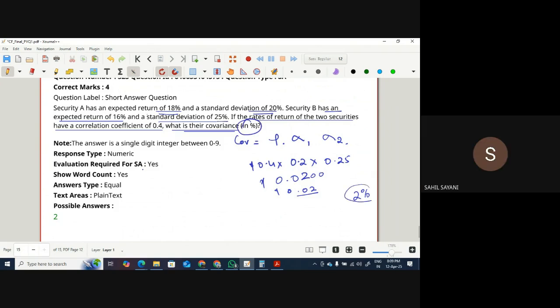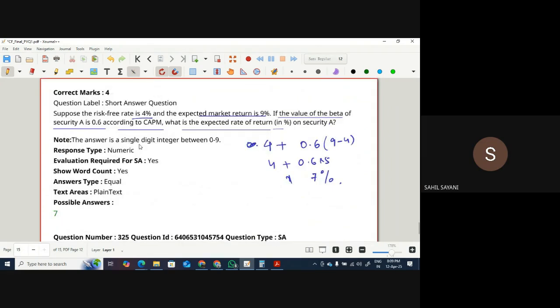Sir, can you go to the previous question, please? Yes, this one. What's the formula here? E of RI is equal to RF plus beta into E of RM minus RF. So RF is 4, beta is 0.6, RM is 9. It's okay.